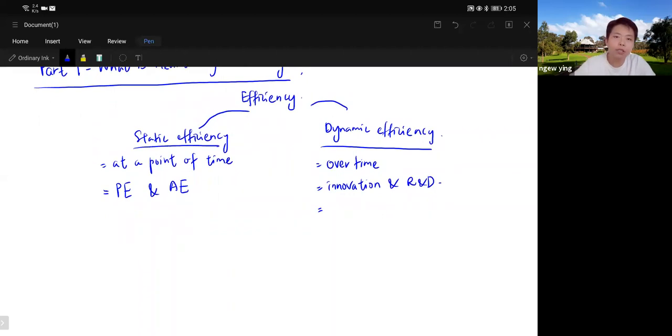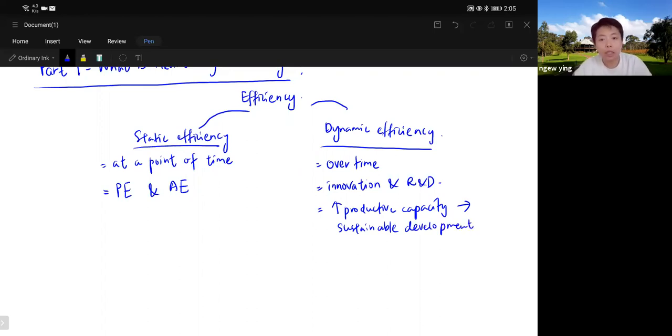Ultimately, dynamic efficiency is hoping to increase the country's productive capacity, and to achieve the goal of sustainable development, so that our current development wouldn't deter the potential of future development. So that is what we call dynamic efficiency.